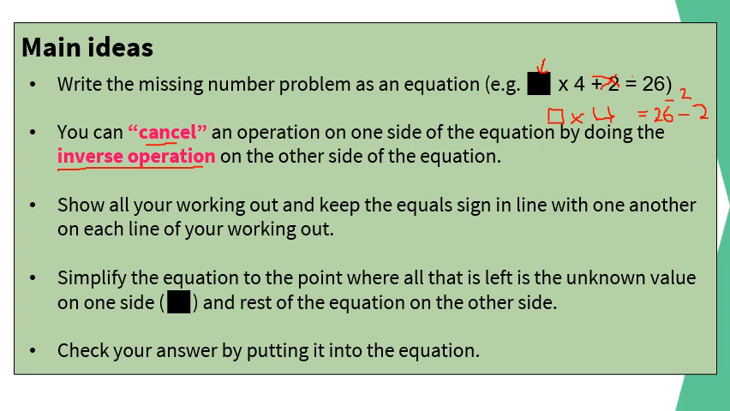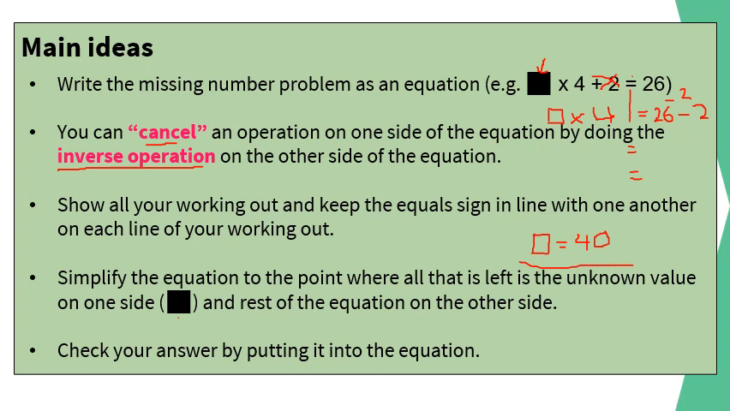Now make sure you show all your working out and keep the equal sign in line with one another on each line of your working out. I should have done this a little bit better, but my equal sign should always be in line with one another as I'm simplifying this equation. Make sure you simplify it to the point where all that is left is the unknown value on one side. So remember, we got to the point where we had the black square on one side, and the other side was 40. So that will tell us that this black square here has a value of 40 because we know that an equation has to be balanced.